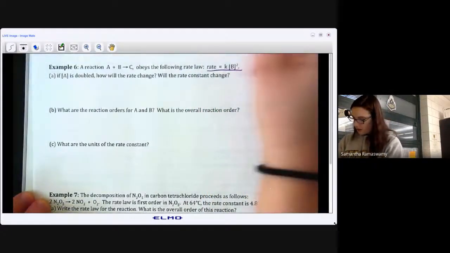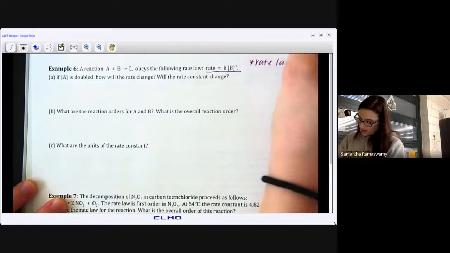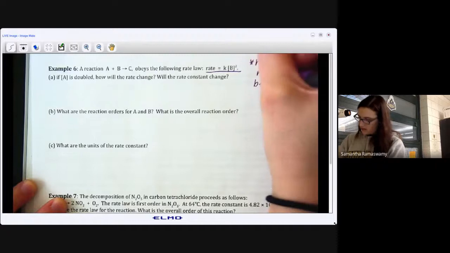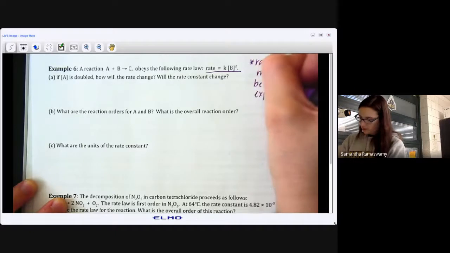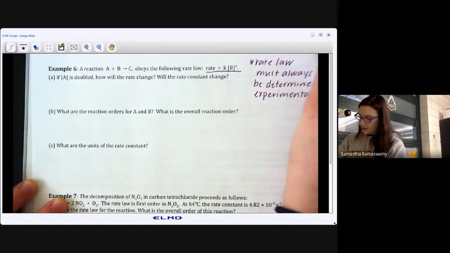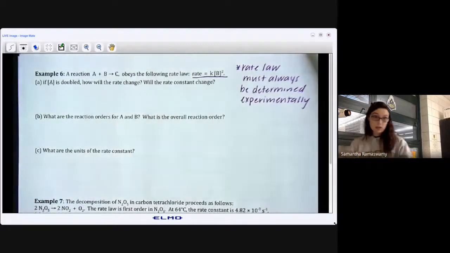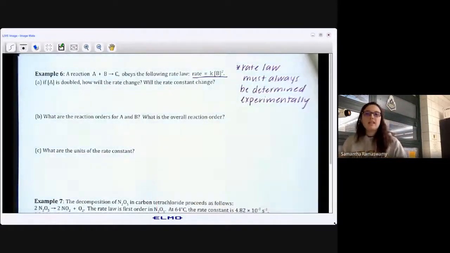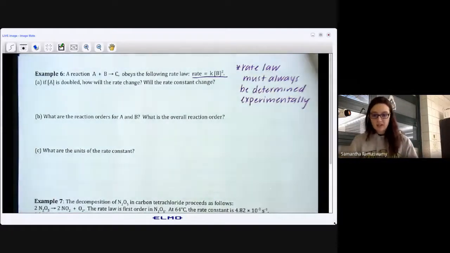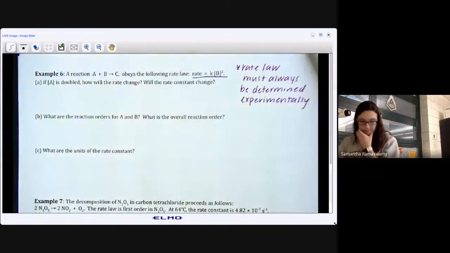So something that I'm going to make note of over here is that the rate law must always be determined experimentally. Now I say experimentally like we have to use data, and we will be doing that in some of the examples a little bit later today. More than likely what they already did is they already used that experimental data to figure out what the rate law is for us, and they just gave us the rate law. So looking at this problem, they give us the rate law.